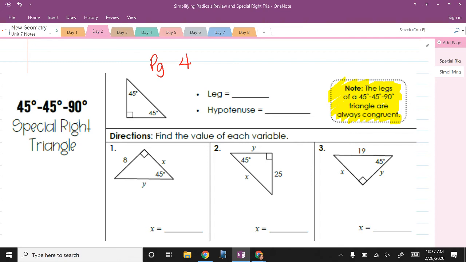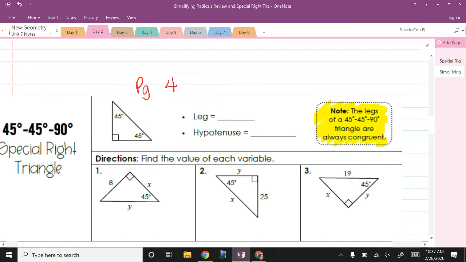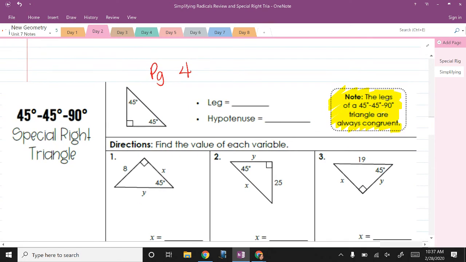Now, we have two kinds of special right triangles. The first one we're going to talk about is a 45 degree, 90-degree right triangle. Okay? So that's when we have one right angle, obviously, since it's a right triangle, and the two other angles are both 45 degrees. Okay? So let me draw one on the board over here, just this example right here.